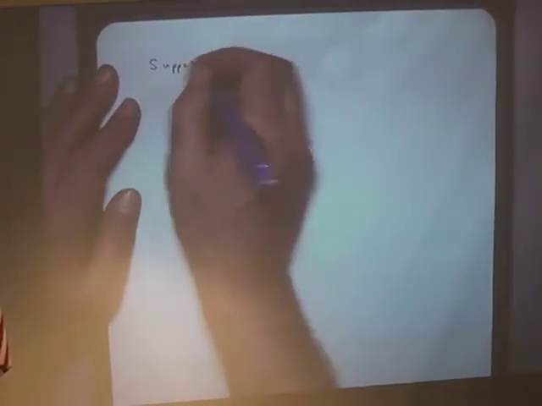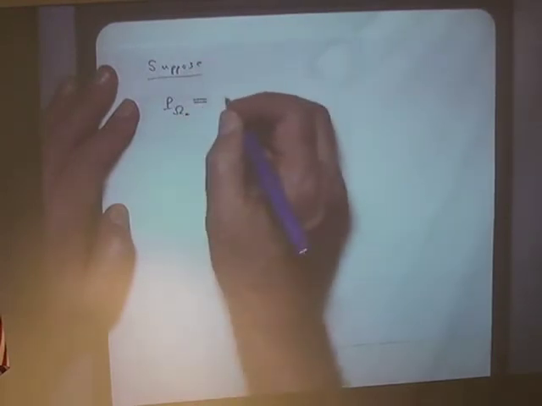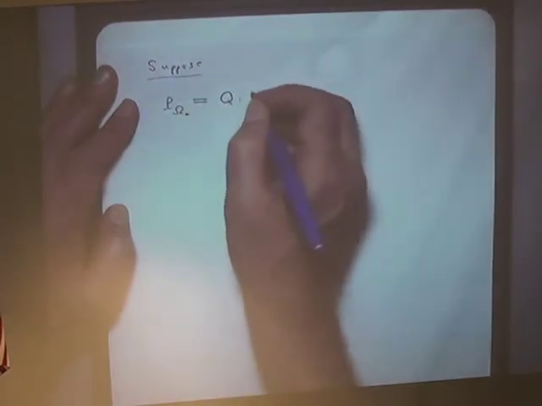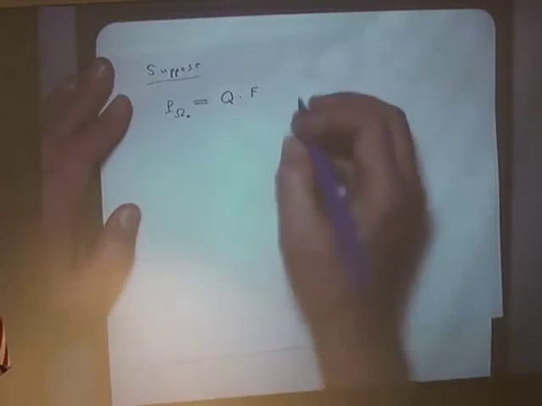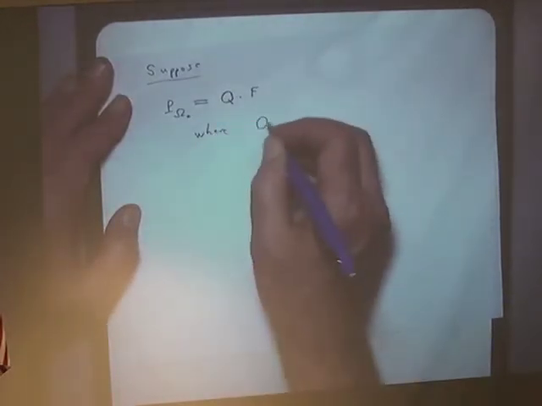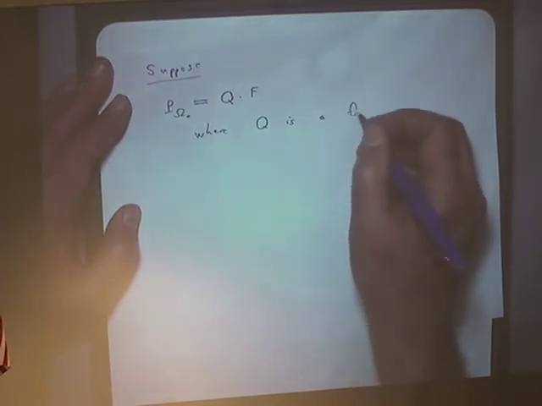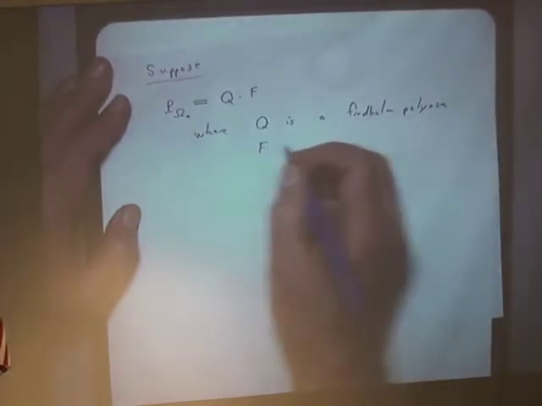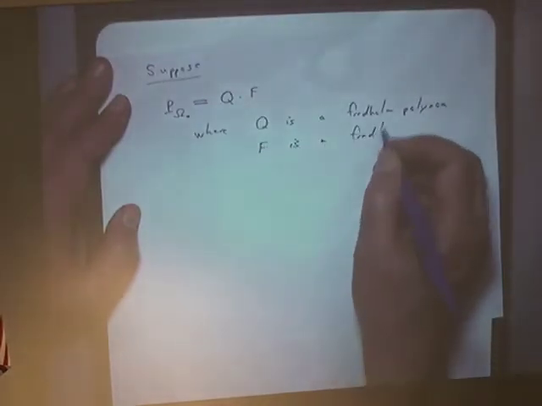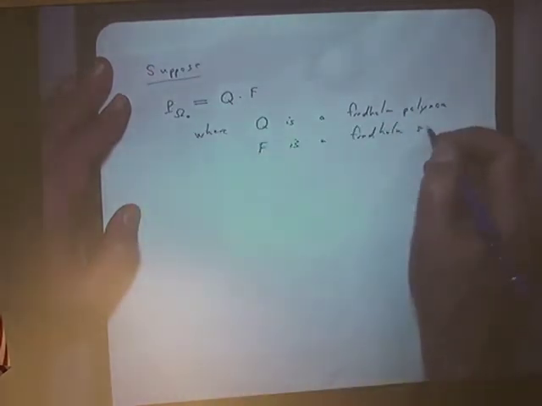Now suppose, and this doesn't happen all the time, that the characteristic Fredholm series P_omega_0 can be factored as a product Q times F, where Q is a Fredholm polynomial and F is a Fredholm series. Both, of course, are going to be entire.